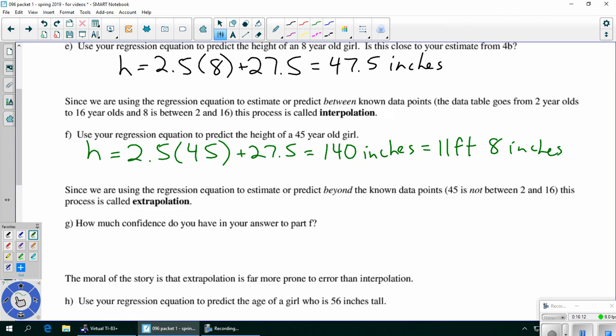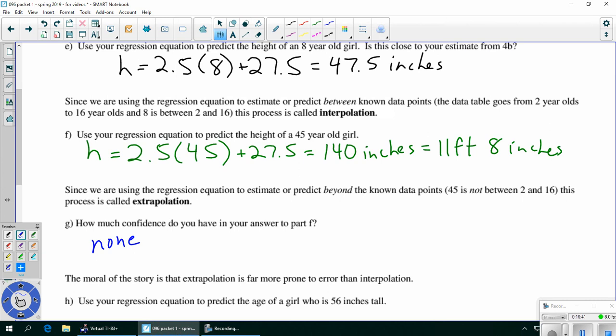Well, none, right? That's absurd. So the moral of the story is that extrapolation is far more prone to error than interpolation. Probably our answer for the 8-year-old girl, that 47.5 inches at the top, is reasonable. Probably not too far from the actual answer, the answer that the statistics would give us if we actually measured thousands of 8-year-old girls' heights. But at some point, our formula breaks down.